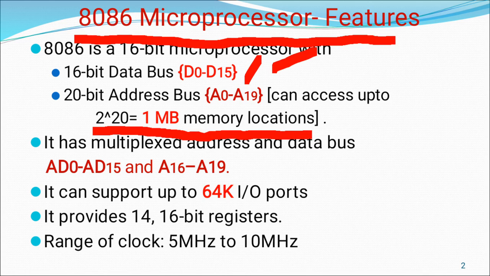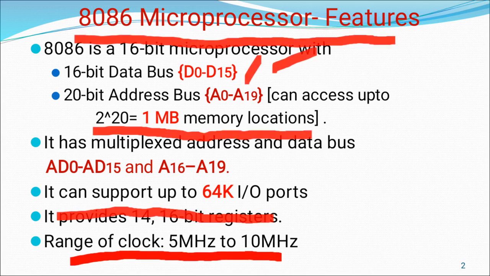Multiplexed address and data bus means that on a single bus, address will travel at one time, and at another time data will travel. Then it can support up to 64 IO ports, and it provides 14 16-bit registers, and the range of clock pulse is 5 MHz to 10 MHz.